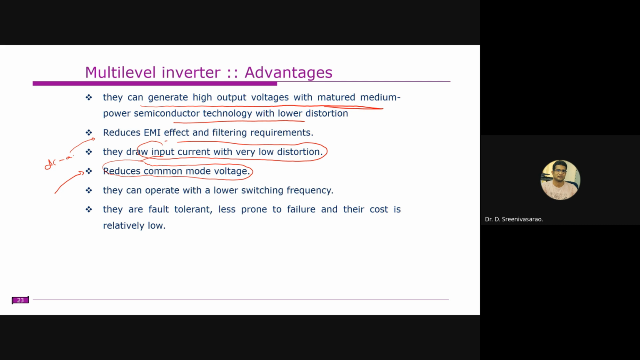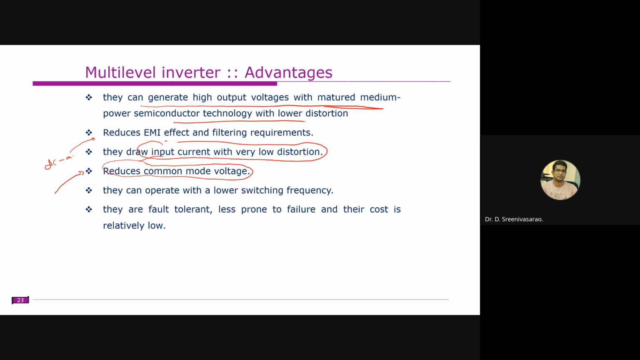And that will induce some currents between the stator and the rotor frame, right? Because there will be some parasitic capacitance between the stator frame and the rotor frame. So when it is fed with high frequencies, the impedance will be very much less.